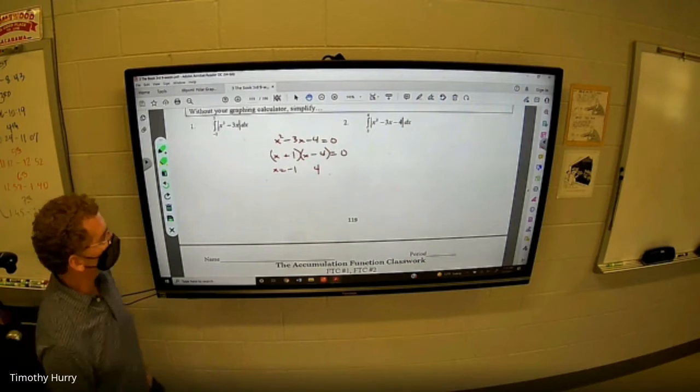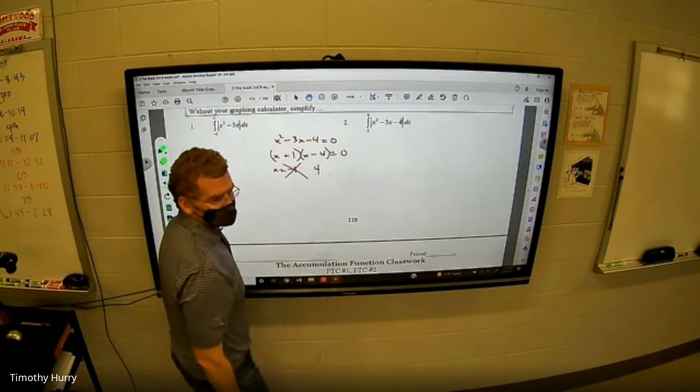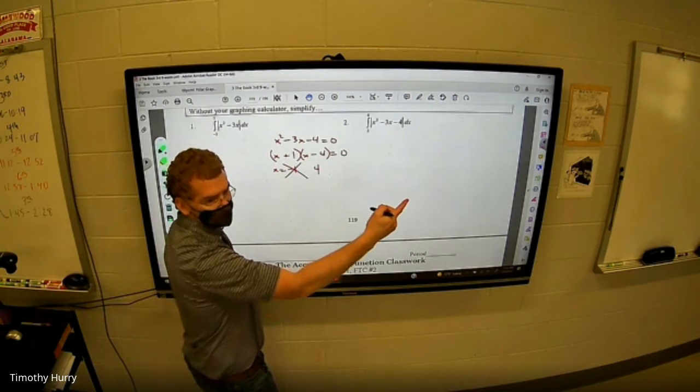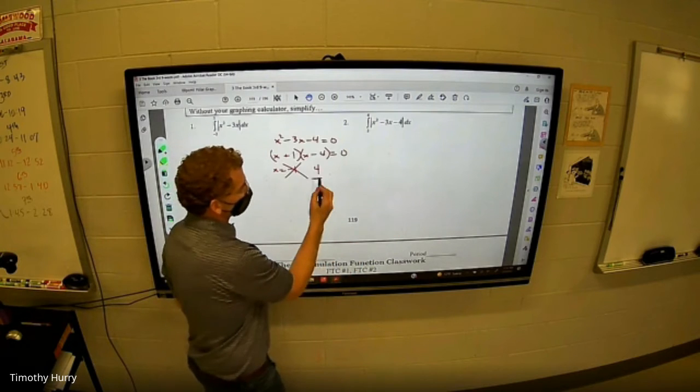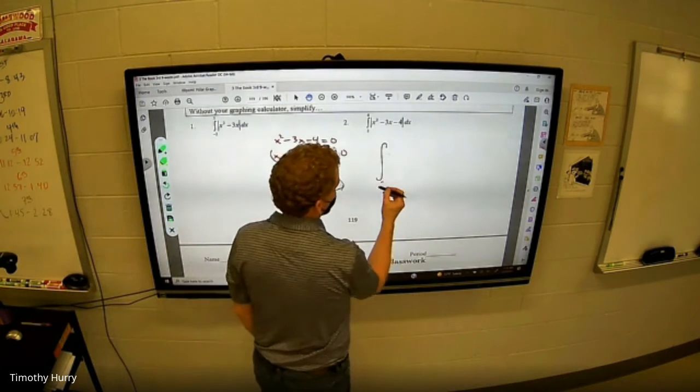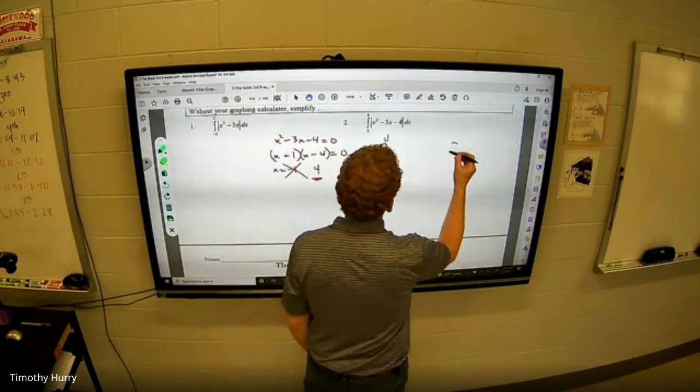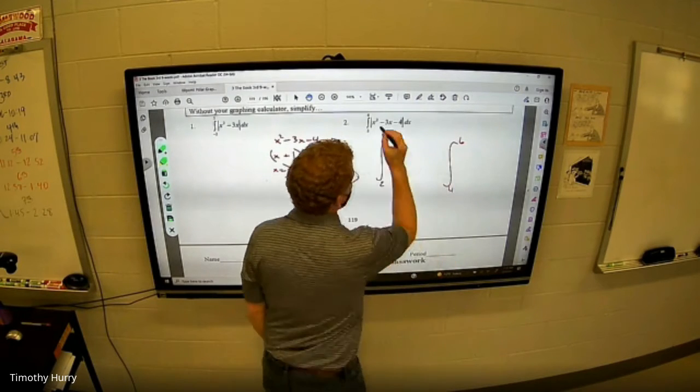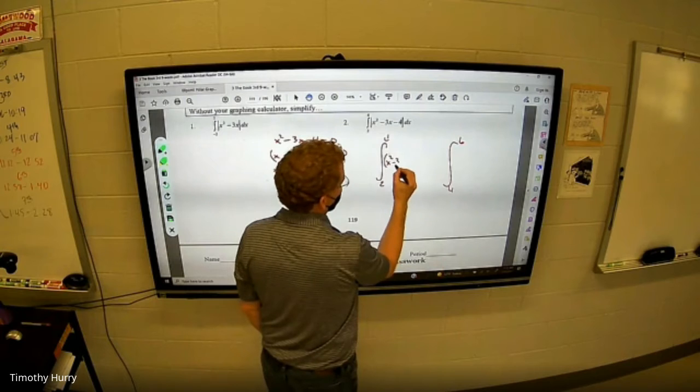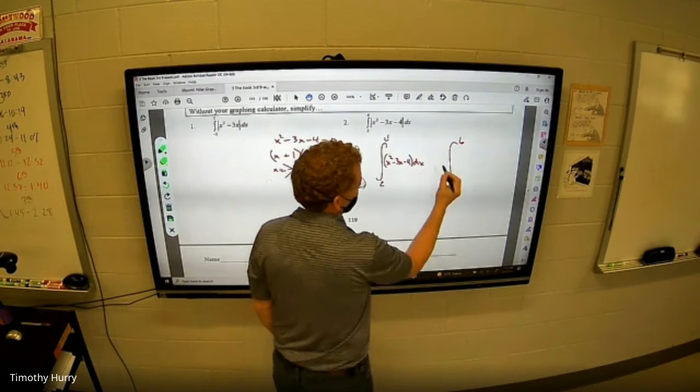So at -1 and 4, what do I not have to worry about? -1, it's not on my interval. So great, I don't have to have a bunch of integrals. I only have to have 2 integrals on this one. So I do have to consider the 4. So from 2 to 4, and from 4 to 6 of the regular function right here.